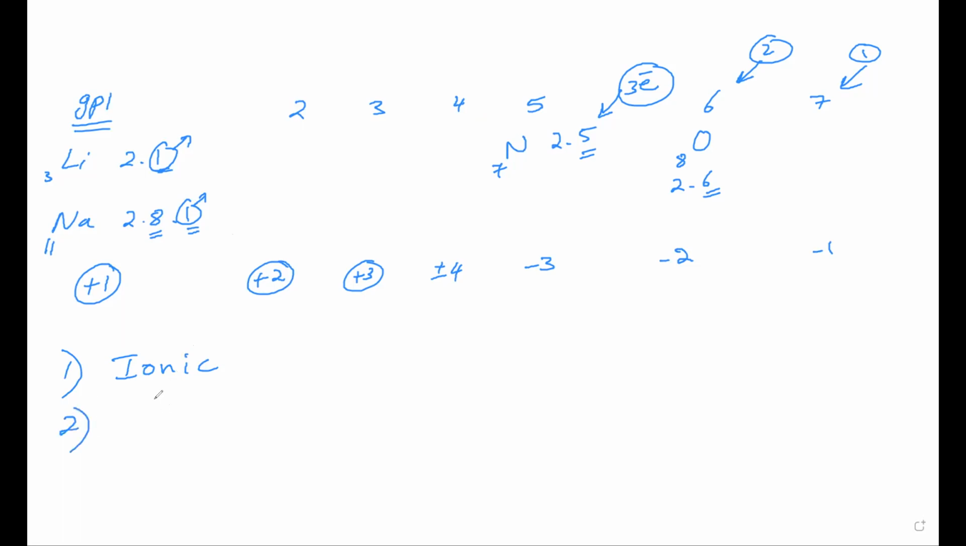And the second type of bonding is covalent bonding, where electrons are shared between atoms, as we are going to see. And the last type of bonding is metallic bonding. Now, we start with ionic bonding. Ionic bonding always takes place between a metal and a non-metal.